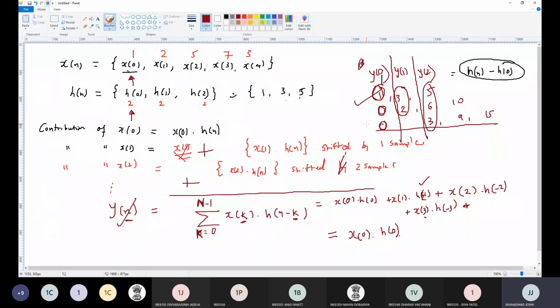So h of minus 1, h of minus 2 and h of minus 3, as you can see in this table, are also 0. And that's why y of 0 can be found by multiplying x of 0 and h of 0. It means that this equation matches very well with the concept we have illustrated. Similar will be the case if you go on putting n equal to 1, n equal to 2, etc. Just think about it in your free time, after the lecture gets over. This will give you the process we have just derived in words.